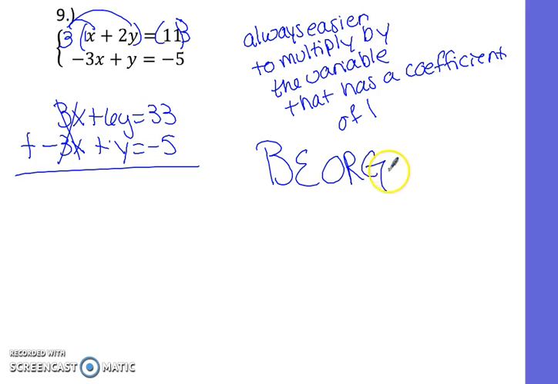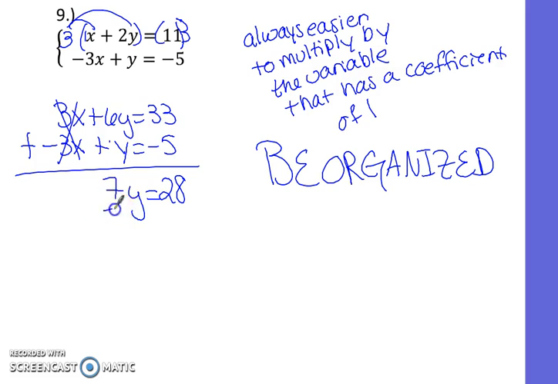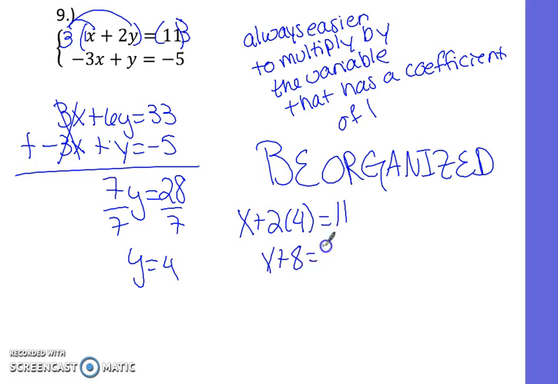You want to be organized. The more organized you are, the better it will be. So add those together. They go to 0. You get 7y equals 33 plus negative 5, which is going to give me 28. Divide both sides by 7. Y equals 4. So let's substitute it in. And I'm going to have x plus 2 times 4 equals 11. So x plus 8 equals 11. Subtract 8 from both sides. X equals 3. So your final answer is 3, 4.